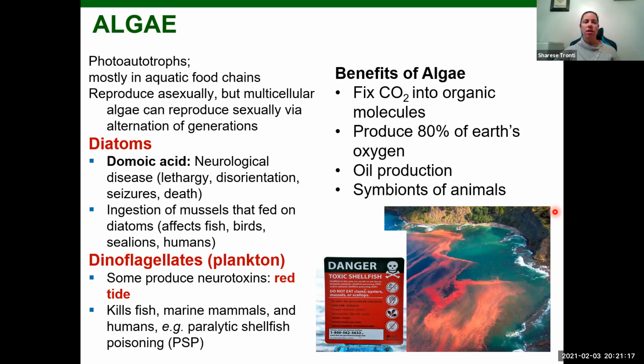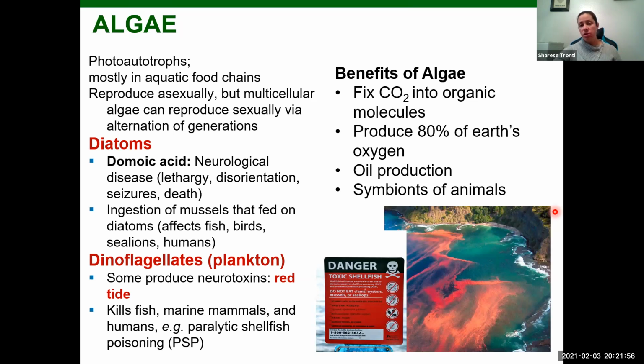So algae are photoautotrophs, so they undergo photosynthesis. And we usually find these in aquatic environments. So algae is the bottom of the food chain in like the ocean, right? So this is what supports all life in the ocean. They reproduce asexually, but there are some multicellular algae that can reproduce sexually via alternation of generations.